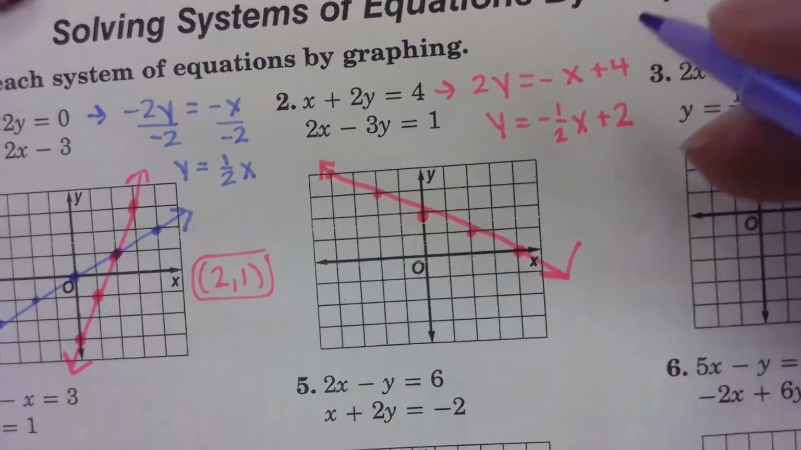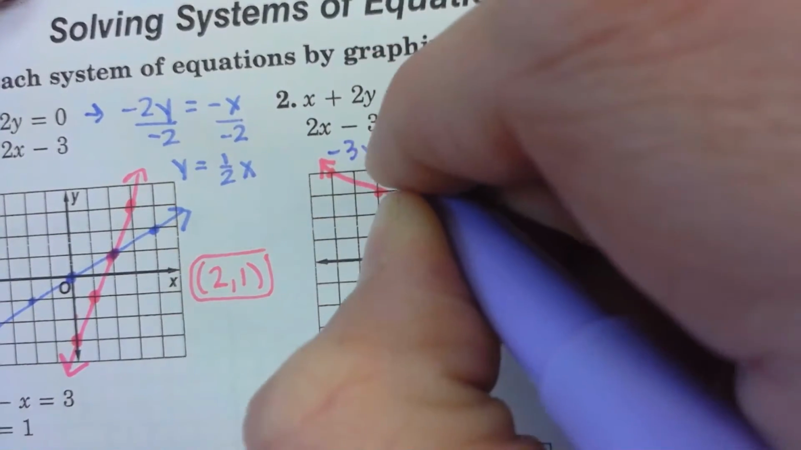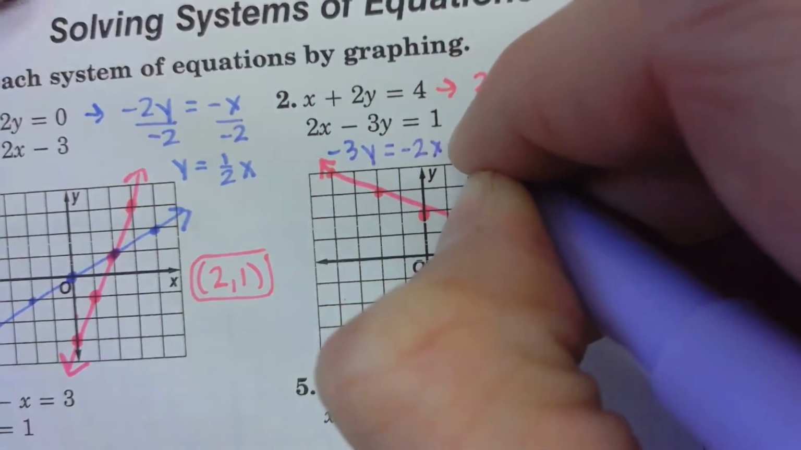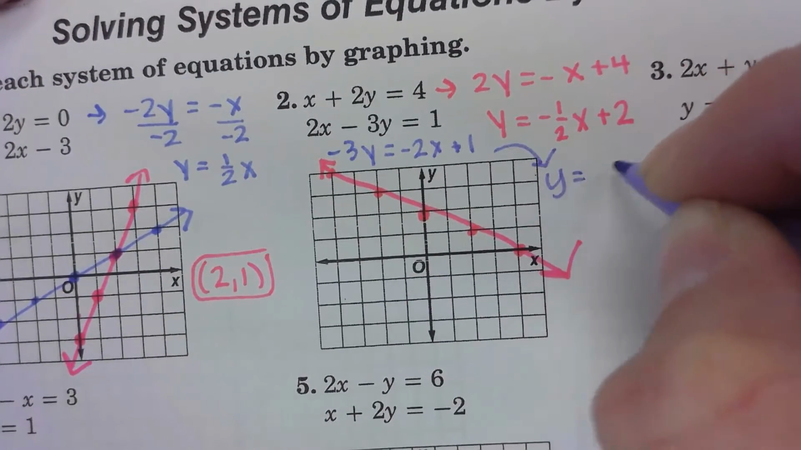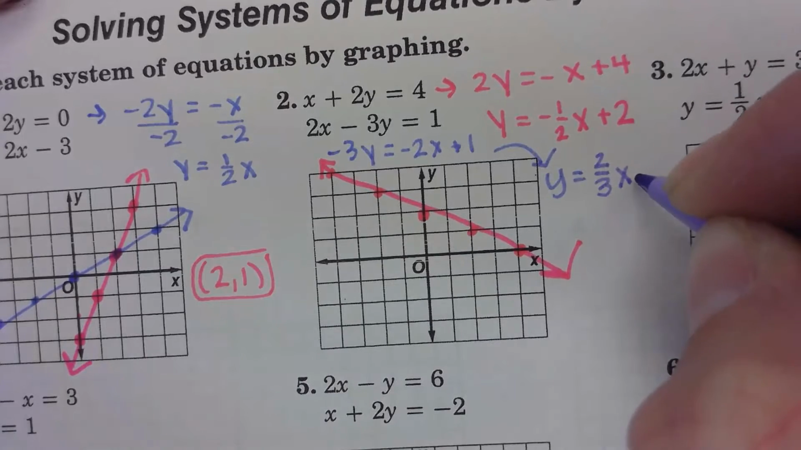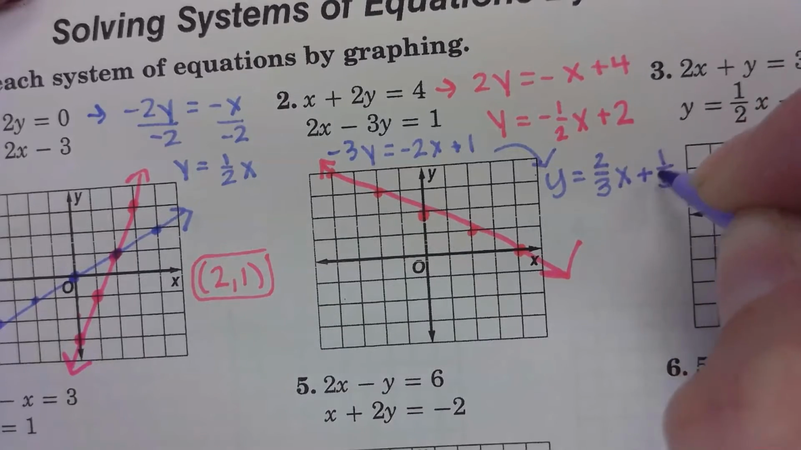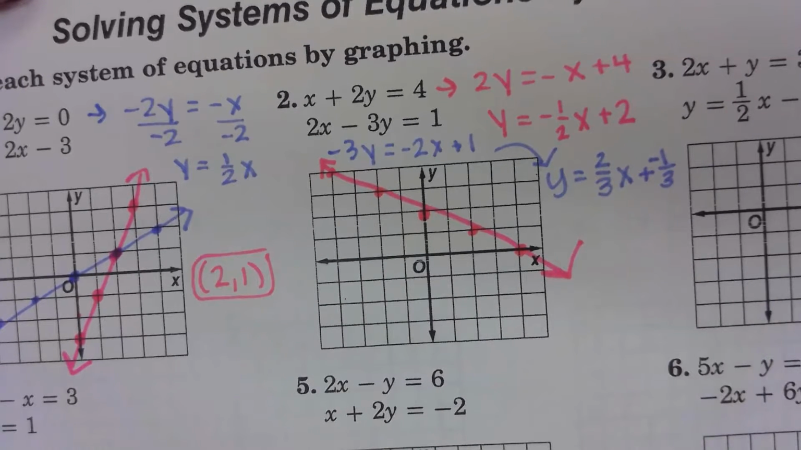Similarly here, we're going to solve that equation for y. So you have negative 3y equals negative 2x plus 1. Divide everything by negative 3. A negative divided by a negative becomes a positive 2/3 x plus a negative 1/3. Well, that's kind of not the nicest y-intercept.